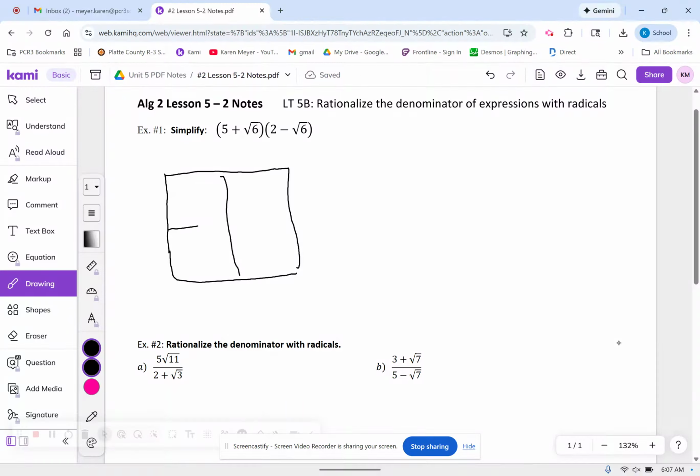And remember, for multiplying, you're going to put your information on the outside of the box. So we have a 5 and a square root of 6, and then we have a 2 and a negative square root of 6.